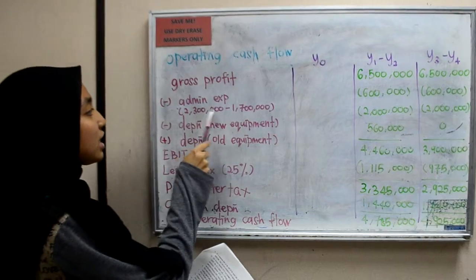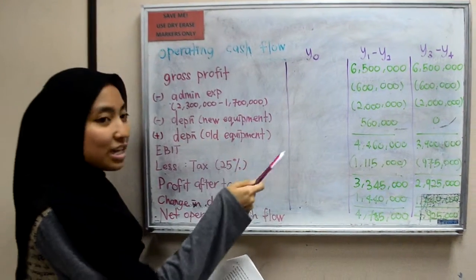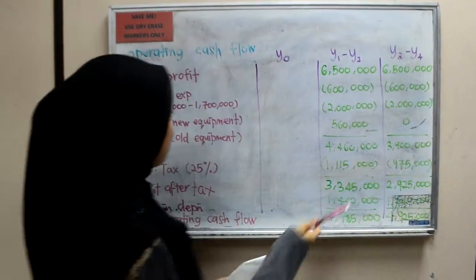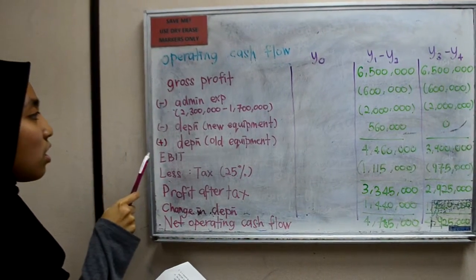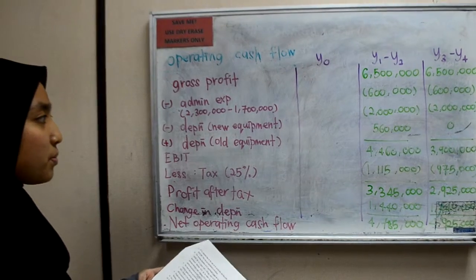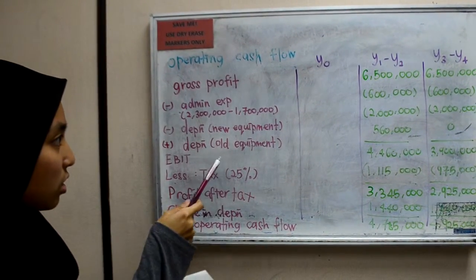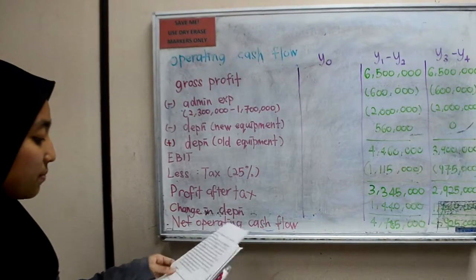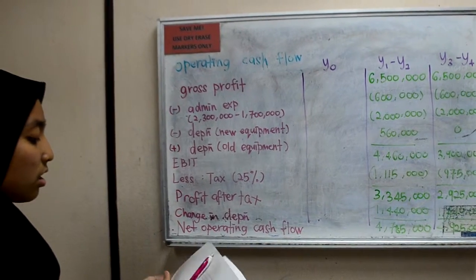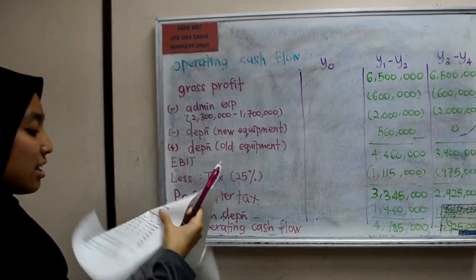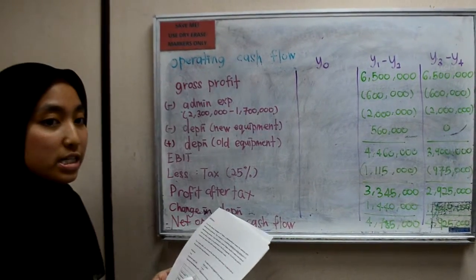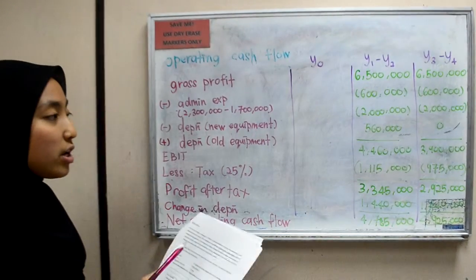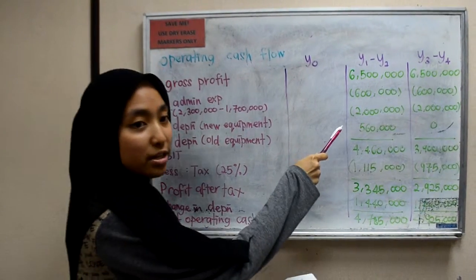So 2.3 million, and then we minus 1.7 million, and then we got 600,000. So the third one is we will minus the depreciation of the new equipment. The depreciation is 2 million because the cost of the new equipment is 8 million and the expected useful life is 4 years. And then 8 million we divide by 4 years and then we get 2 million.